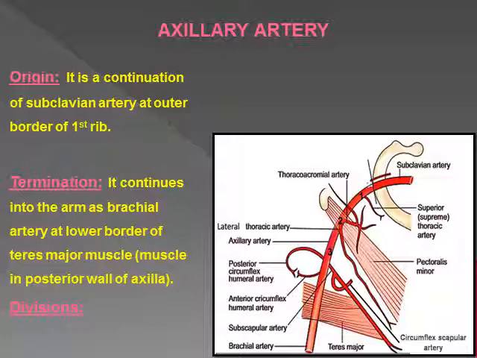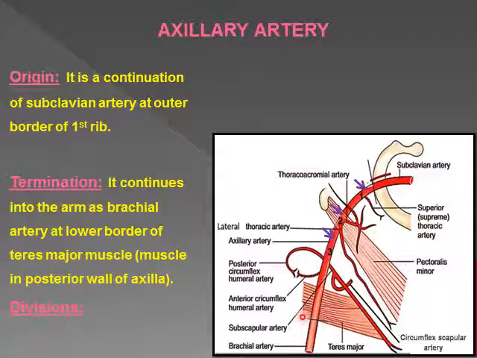We'll start with the axillary artery. The axillary artery is a continuation of the subclavian artery at the outer border of the first rib, continuing in the arm as the brachial artery. The artery is divided by the pectoralis minor muscle in the pectoral region into three parts. The first part lies above the pectoralis minor, the second part behind the pectoralis minor muscle, and the third part below the pectoralis minor.